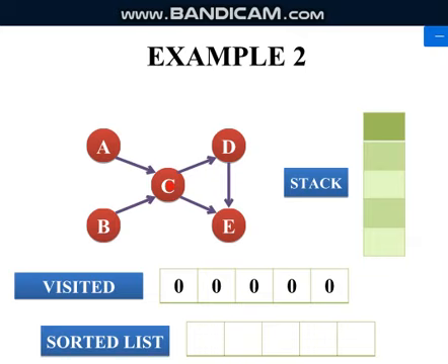From C, where do you reach? You reach D. From C, one more you have is E. From D, you reach E. From E, you don't reach anywhere. Okay, so this is the adjacency list. So A to C, B to C, C to D and E, D to E. From E, you are not going to reach anywhere.